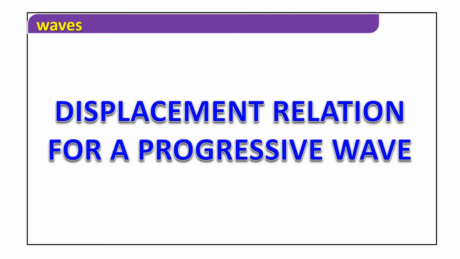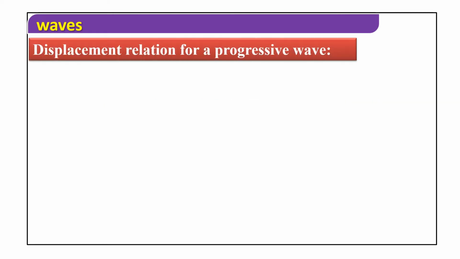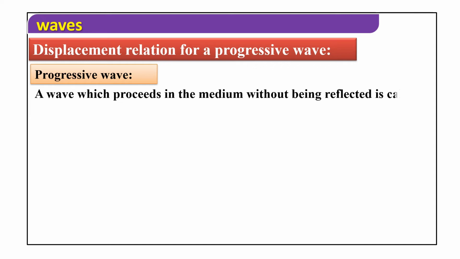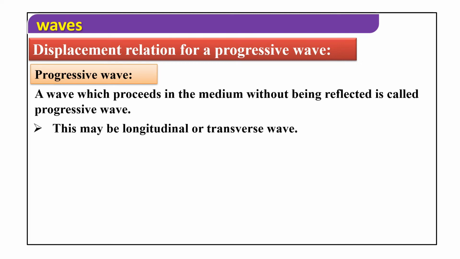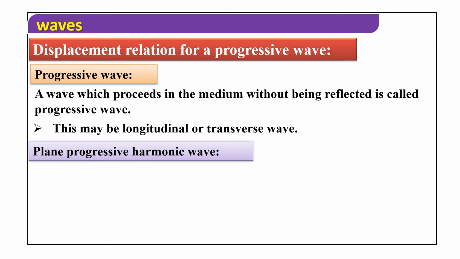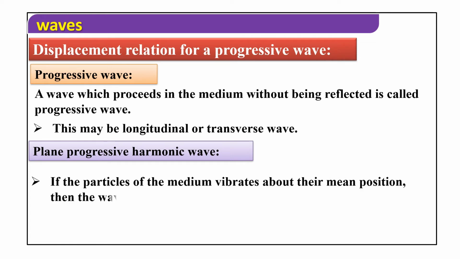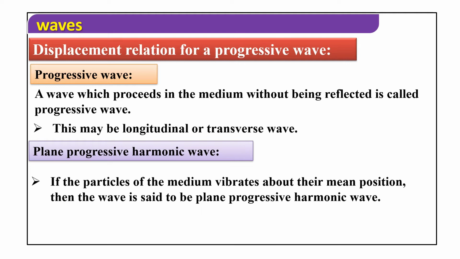Now discuss the displacement relation for a progressive wave. Let us discuss progressive waves. A wave which proceeds in the medium without being reflected is called a progressive wave. This may be a longitudinal or transverse wave. If the particles of the medium vibrate about their mean position, then the wave is said to be a plane progressive harmonic wave.